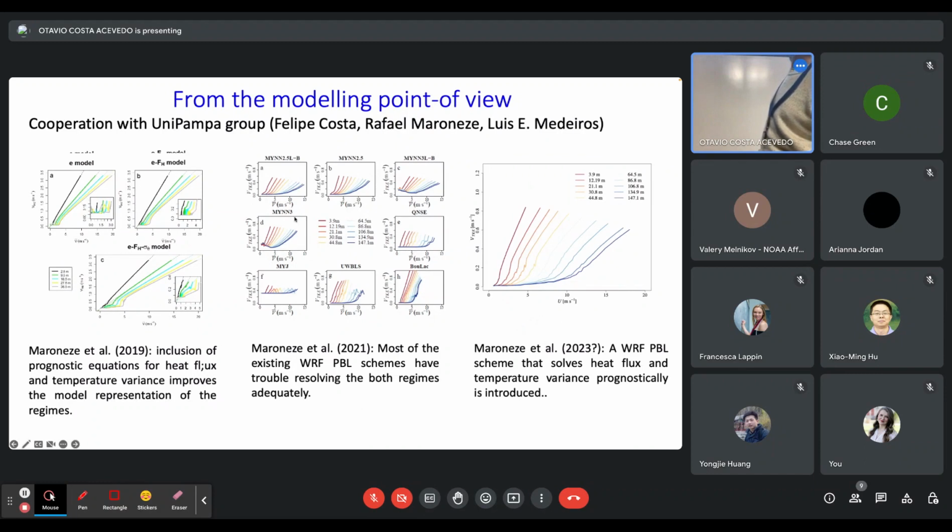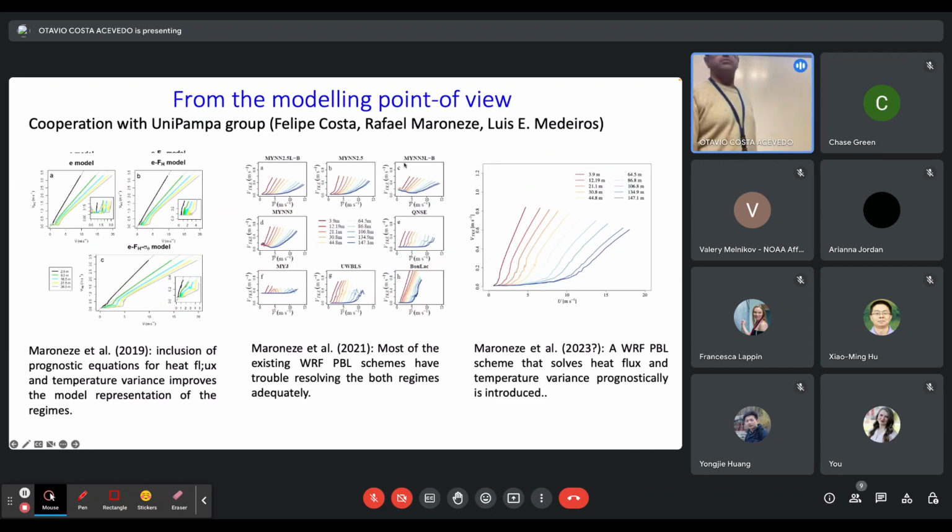Resembles the hockey stick from Jello. And then the new paper is Rafael's. He built a scheme to go in WRF, and this scheme, as predicted by the first paper, solves heat flux and temperature variance.